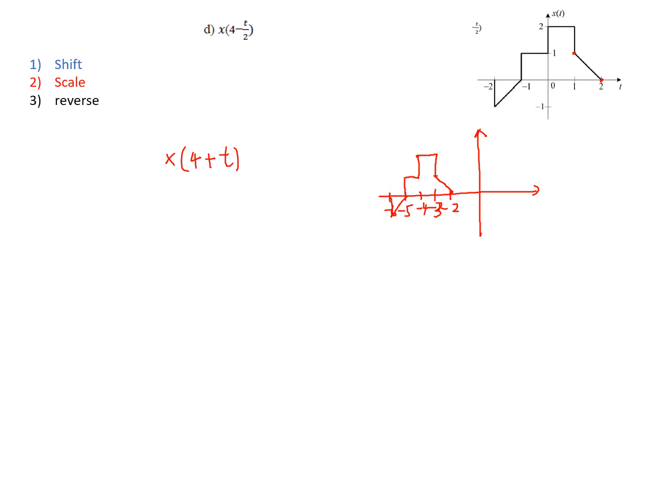Now, second, you need to do scaling. So it's x(4 + t/2), or 0.5t. As I mentioned earlier, scaling works the opposite way. If it's divided by 2, it means that it's expanded by 2 along this axis. So you just multiply everything by 2. Initially, it starts from -2, right? Now it starts from -4.